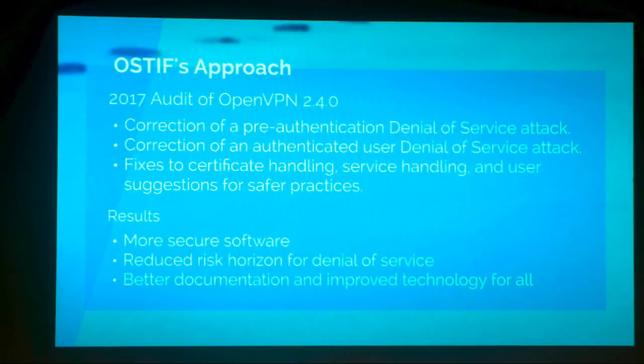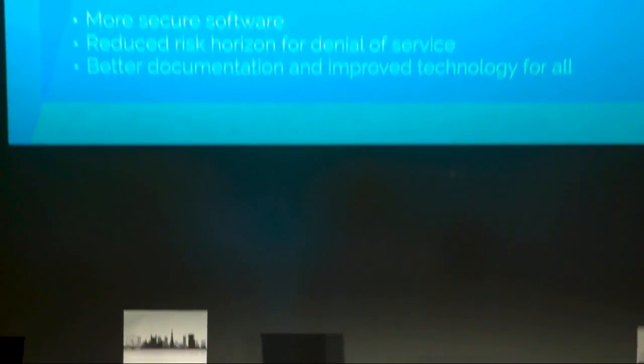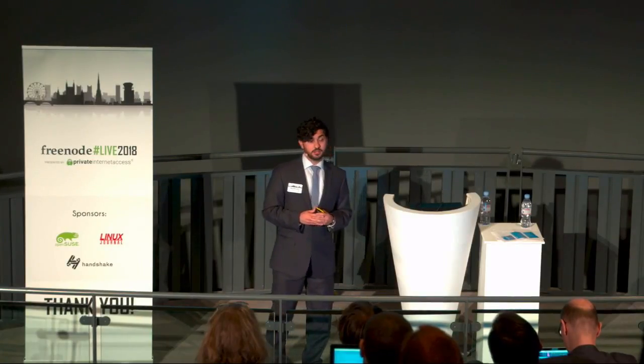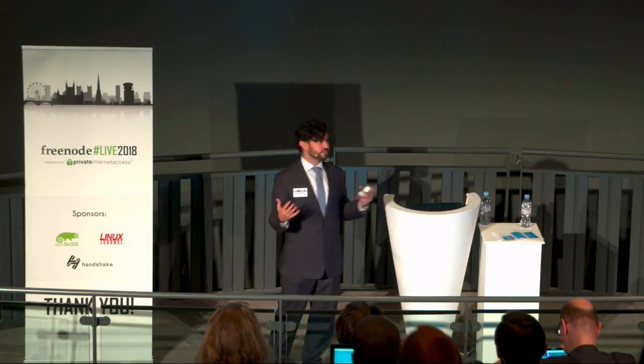So building off of the momentum and the proof of concept from the VeraCrypt audit, we put together a coalition of over 30 organizations and many other individuals to keep that momentum going, and coordinated the audit of OpenVPN 2.4.0, in which there was a correction of a pre-authentication denial of service attack, as well as the correction of an authenticated user denial of service attack. And lastly, fixes to certificate and service handling and user suggestions for safer practices.